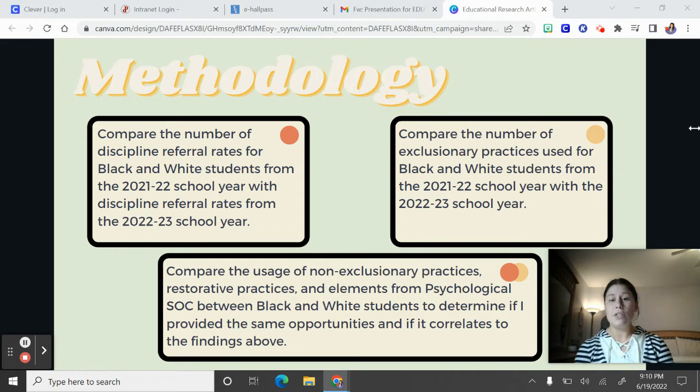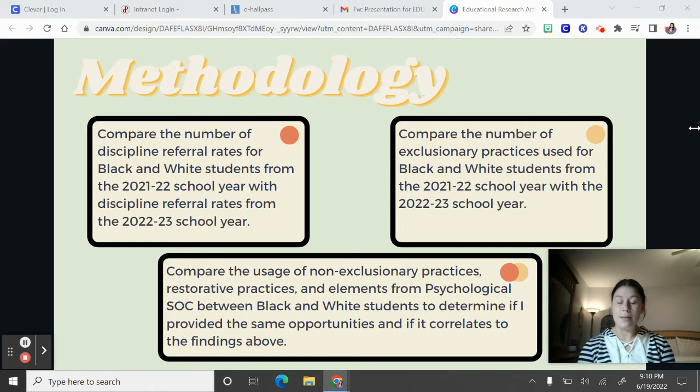Lastly, I will compare the usage of non-exclusionary practices, restorative practices, and elements from psychological sense of community between Black and white students to determine if I provided the same opportunities for Black and white students and if it correlates to the findings above. I think that this step is actually the most crucial, because if I find that the rates of discipline referrals and exclusionary practices aren't decreasing or becoming equalized in the 22-23 school year, I might not know why. But I think that this step provides context to understand, well, what if something went wrong?